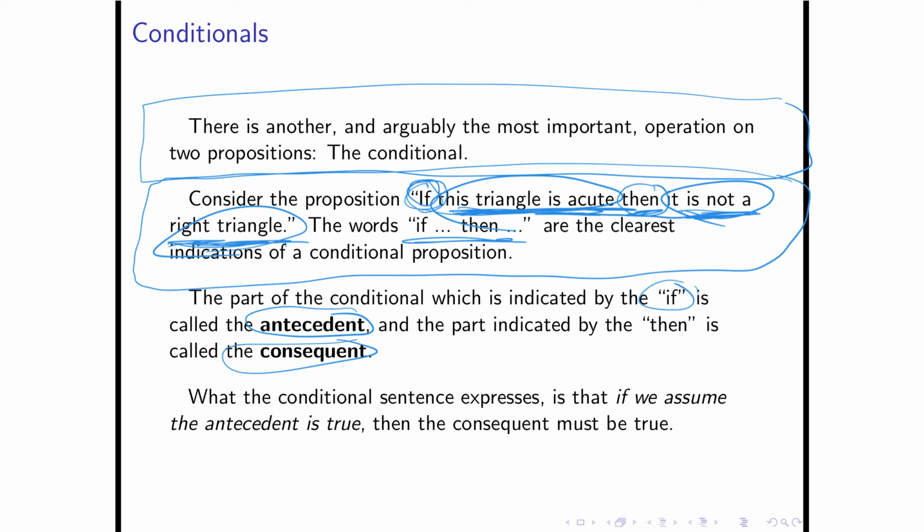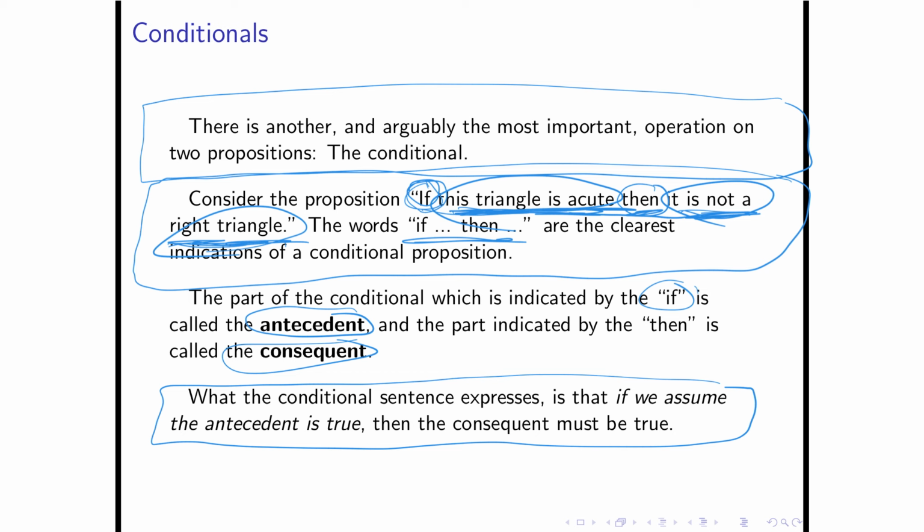Keep in mind that what a conditional sentence expresses is not the same as a conjunction, which is a mistake that a lot of people make. In particular, a conditional sentence does not claim the truth of the antecedent. It assumes the truth of the antecedent, and then conditional on the truth of the antecedent, it goes on to make a claim, which is the consequent. So it only claims the consequent under the assumption that the antecedent is true.